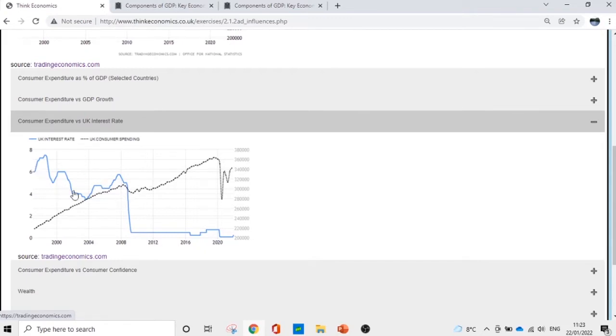As you can see in the long term, there's sort of two periods here. This is sort of pre financial crisis and post financial crisis.